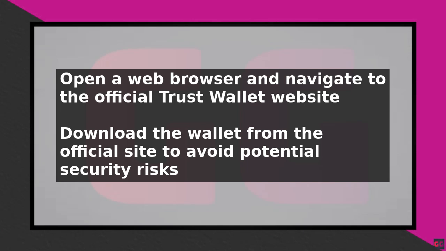After the download is complete, locate the installation file on your computer, usually in the Downloads folder. Run the installer and follow the prompts to install Trust Wallet. You may need to agree to the terms and conditions and choose the installation location.